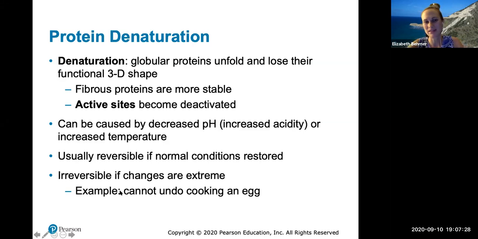If we denature a protein or change its shape, it can't go back to what it once was. An example of this, think about cooking an egg. You can't go back and put the egg back in its previous form. So that's what denaturing a protein means.